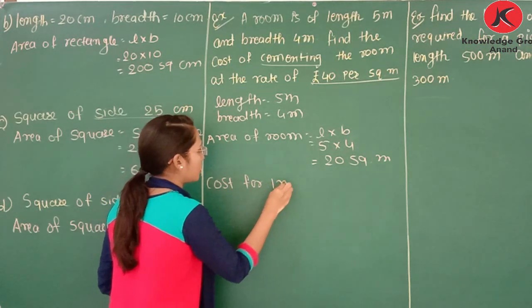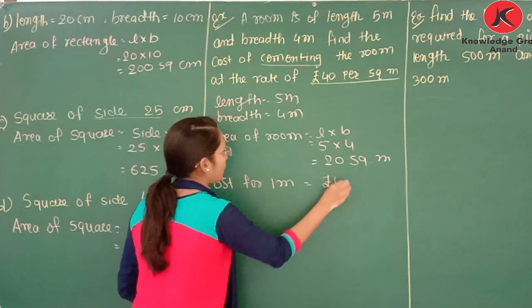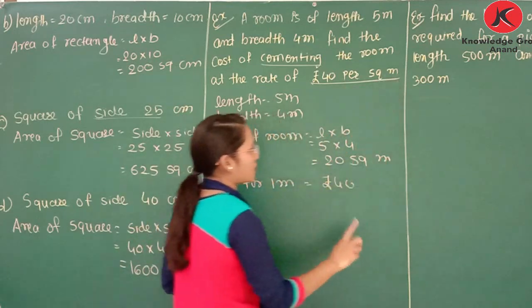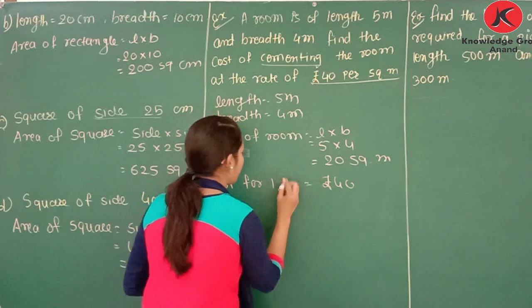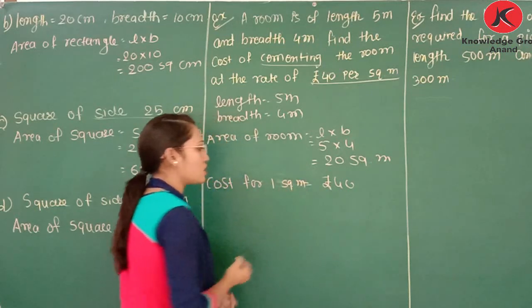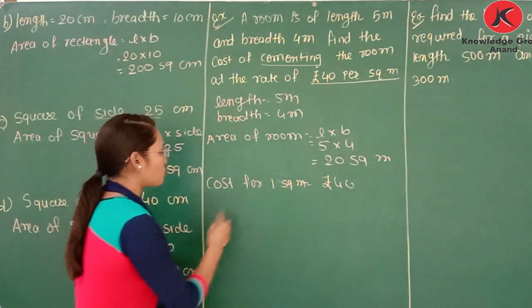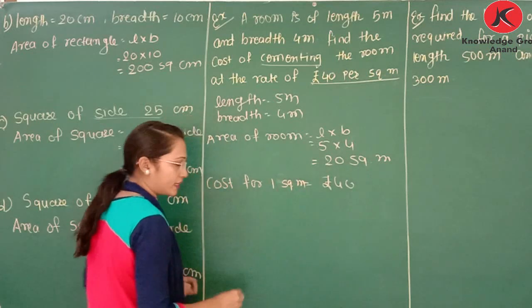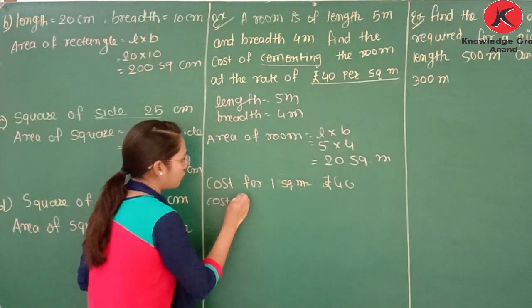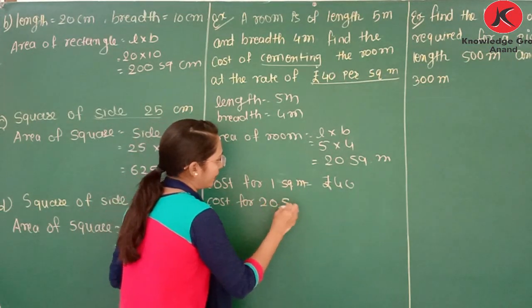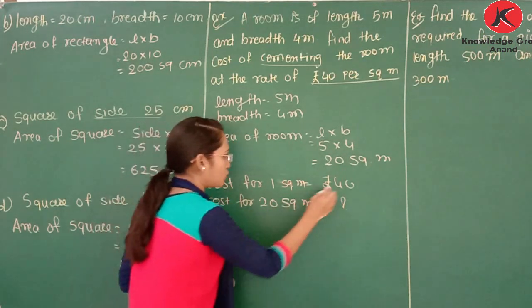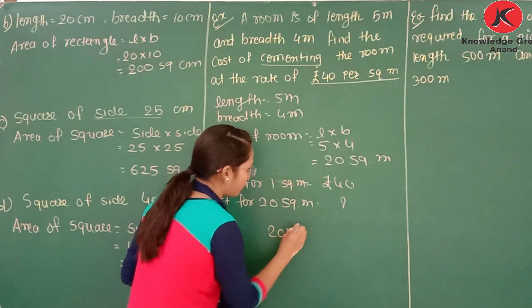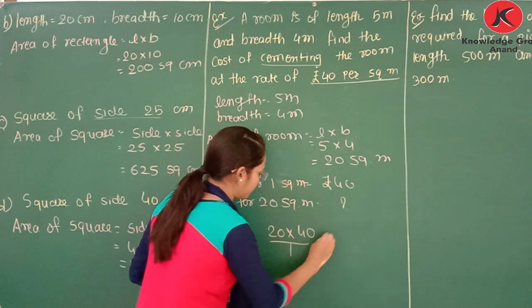for 1 meter is equal to rupees 40. Per square meter means per 1 square meter. So for 1 square meter cost is rupees 40. So how many square meter we have? 20. So cost for 20 square meter is how much? Cross multiplication. 20 is multiplied with 40 divided by 1.